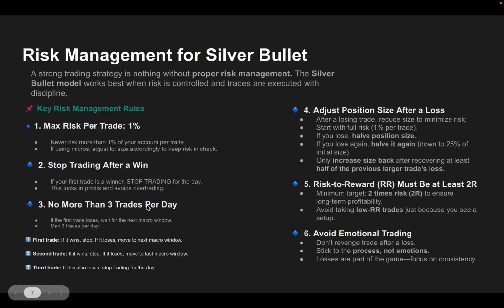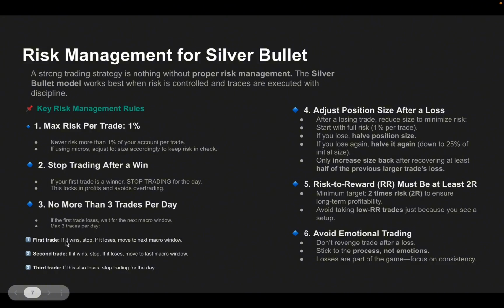Number 3, no more than 3 trades per day. So if the first trade loses, you need to wait until the next macro window again. So if you take a trade and it loses, the last thing that you want to do is try and take another trade within that macro, because essentially what you're doing there is you're just chasing the money back. You're just trying to get your money back as quickly as possible. And especially again, say you are in a buy in the macro and then price reverses on you and hits your stop loss, the last thing that you want to be doing is going in for shorts, which is essentially just reversing the trade.